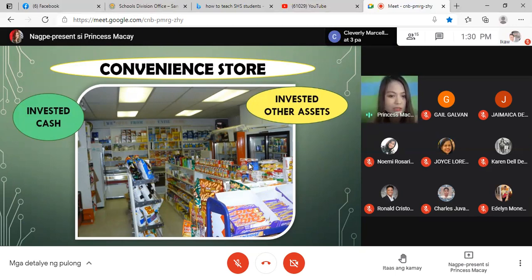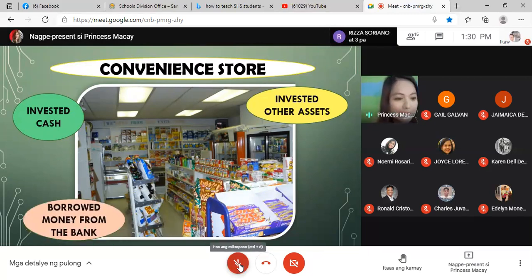Okay, so another question. What if your parents did not have the sufficient money to buy those things? Where do you think your parents get the money? Pwede sila mangutang, ma'am. Yes, they may loan, pwede have that. Yes, yes. Or they may have borrowed money from the bank.